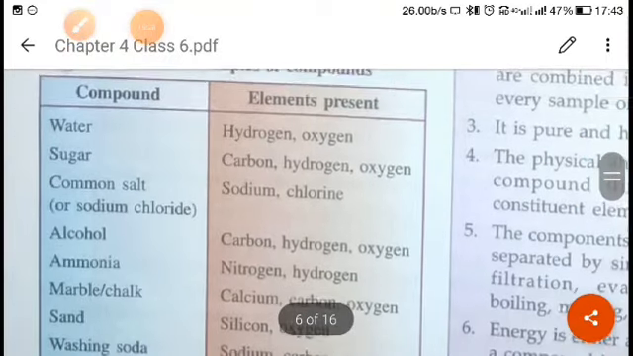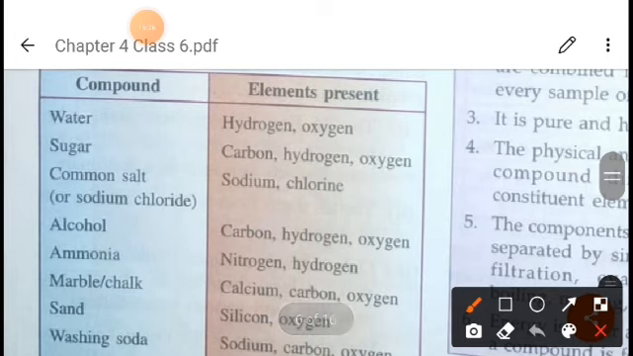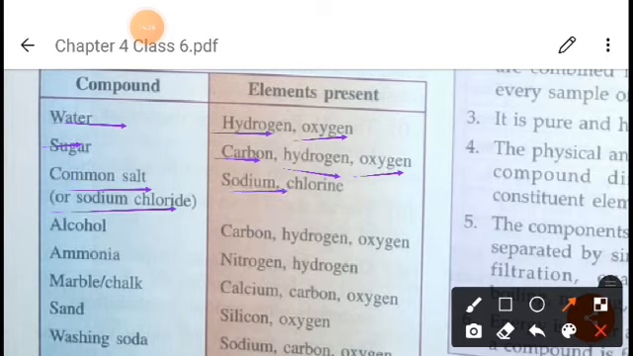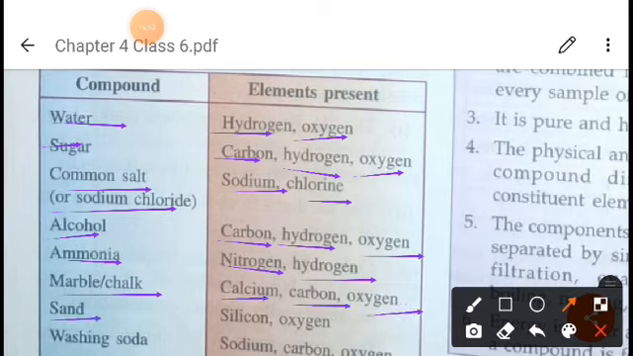As you can see here, so many examples are given. When we talk about water, as I have also told you previously, it is a combination of hydrogen and oxygen. Sugar is a combination of carbon, hydrogen and oxygen. Common salt, sodium chloride, is a combination of sodium and chlorine. Alcohol is a combination of carbon, hydrogen and oxygen. Ammonia, NH3, is a combination of nitrogen and hydrogen. Marble is a combination of calcium, carbon and oxygen. And sand is a combination of silicon and oxygen.